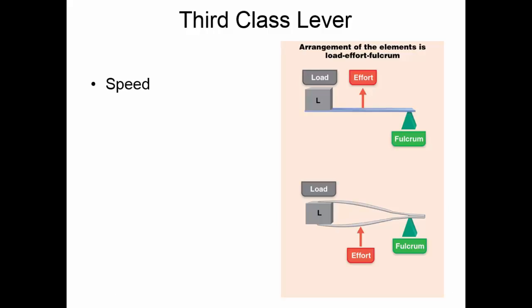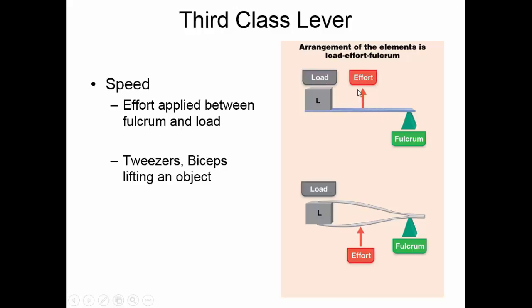Third class levers are speed levers. Here the effort is applied between the fulcrum and the load. So the load is on one end, fulcrum on the other, and we apply the effort in between the two. Tweezers. This is an example of a third class lever. The fulcrum is here where the tweezers come together. You pinch the tweezers in the middle, and the load is whatever you're trying to pick up with the tweezers.